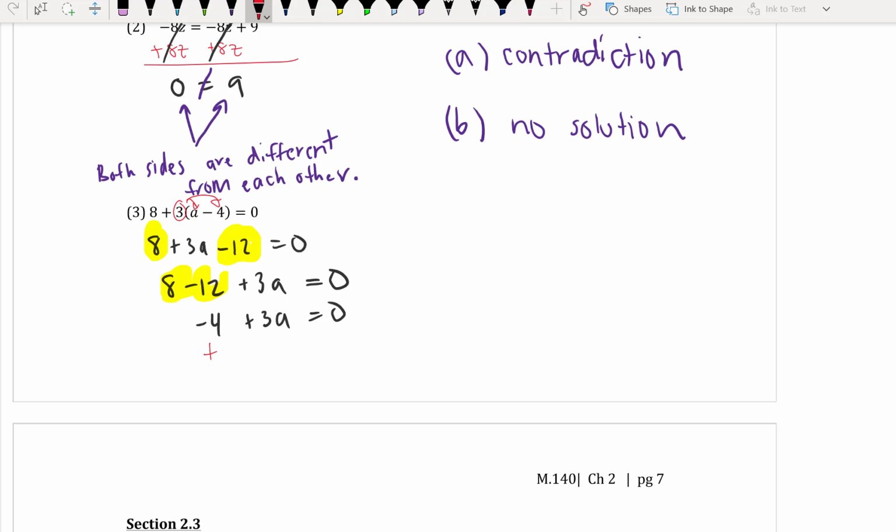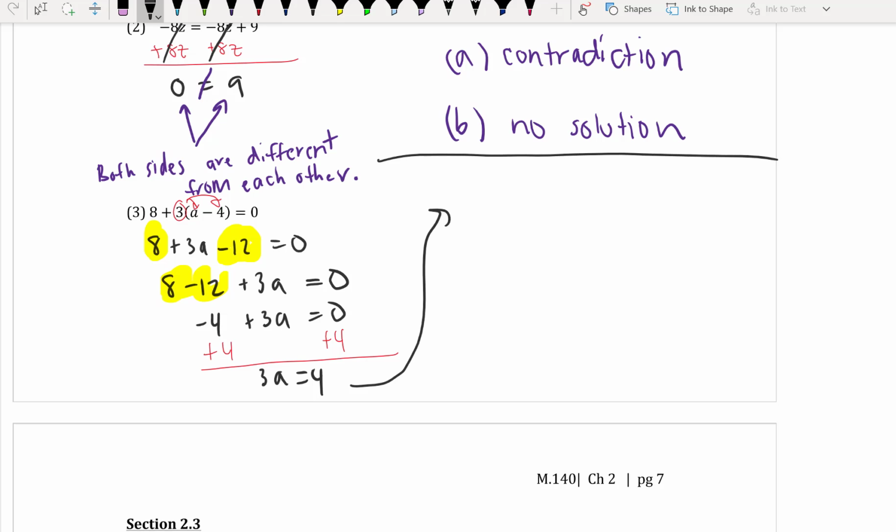So I'm going to add 4 to both sides. Now I have that 3a is equal to a positive 4. If I have 3a is equal to 4, then I'm going to divide by the coefficient, and that coefficient is 3. So I have that a is equal to 4/3.